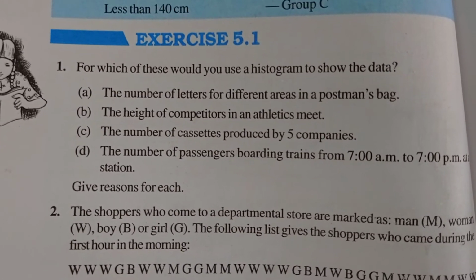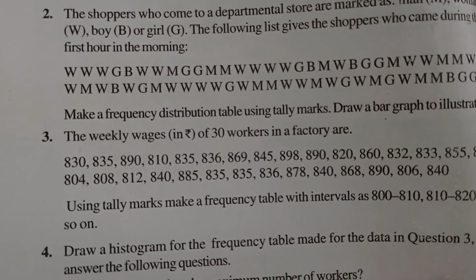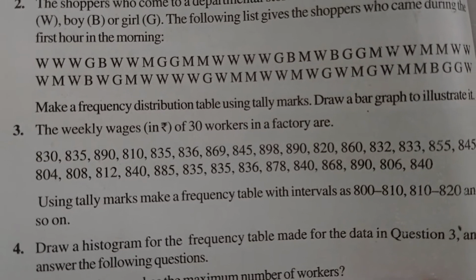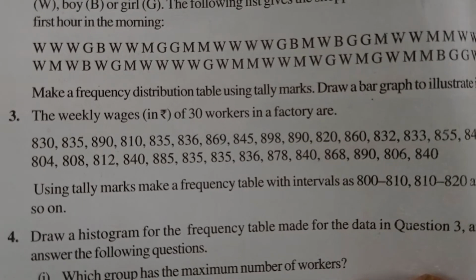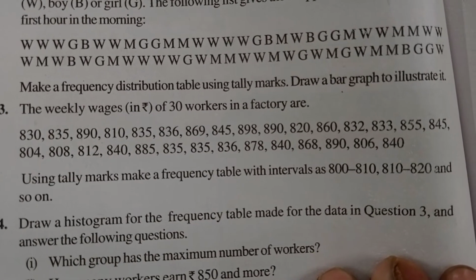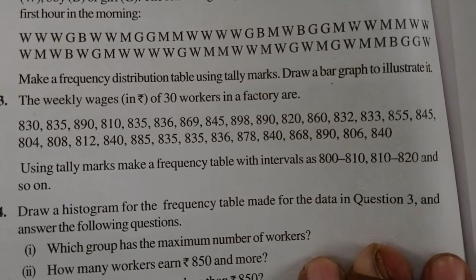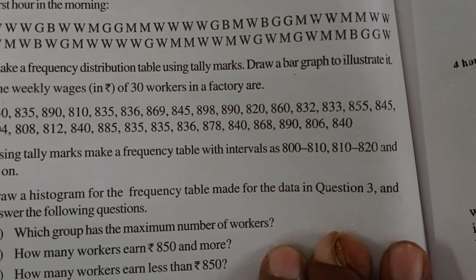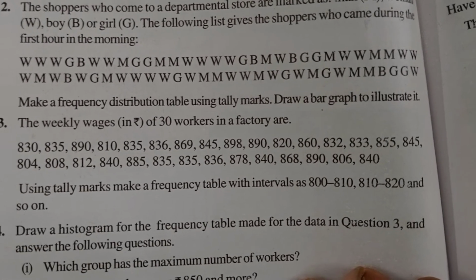Now see in exercise 5.1, let's go for the third one. The weekly wages of 30 workers in a factory are given: 830, 835, 890, like that, the salaries of 30 workers. They are asking to express them using tally marks, make a frequency table with intervals 800 to 810, 810 to 820 and so on. Here we can see many observations.